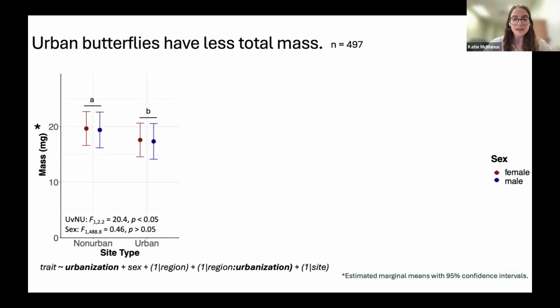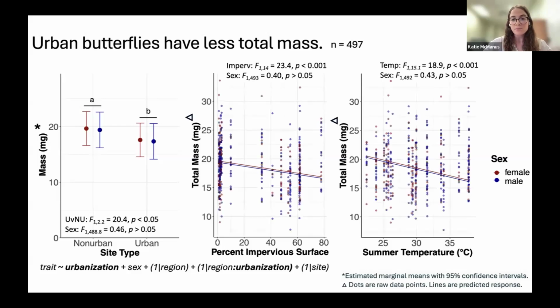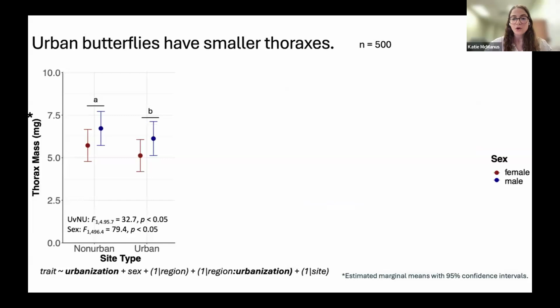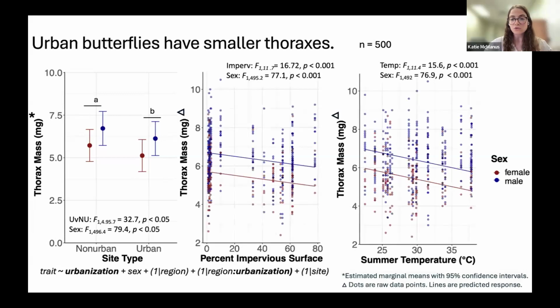But because within the categories of urbanization, as urban or non-urban, there could be a lot of differences, I also modeled urbanization using continuous predictors that could be driving the responses, namely impervious surface and summer temperature. And for both continuous predictors, we see the same trend that with increasing urbanization, there's a decrease in total mass for both sexes. We also found that the urban butterflies have smaller thoraxes, and that this holds true again for the continuous measurements of urbanization and across both sexes.